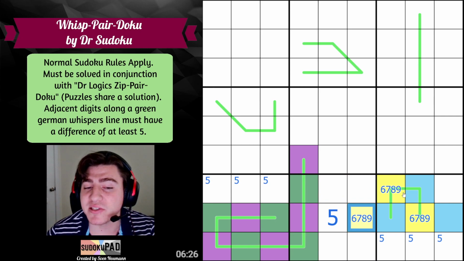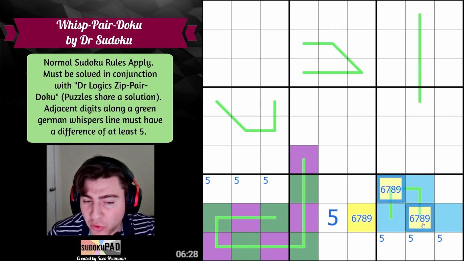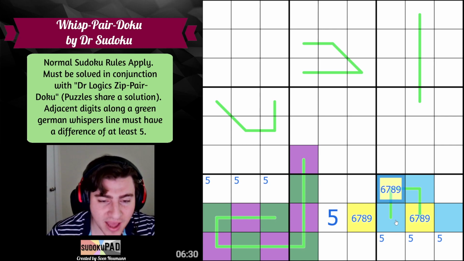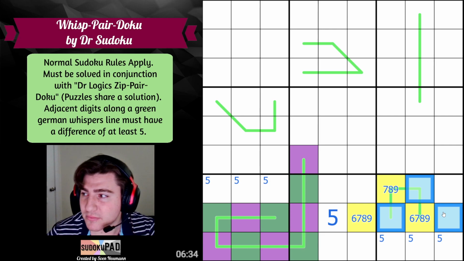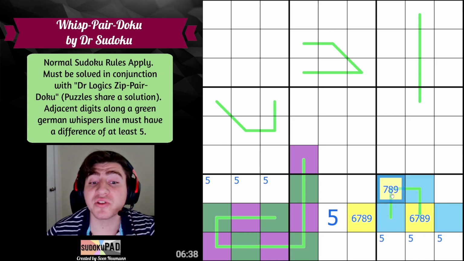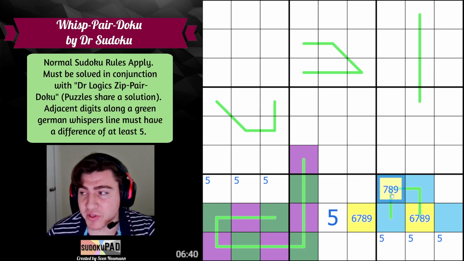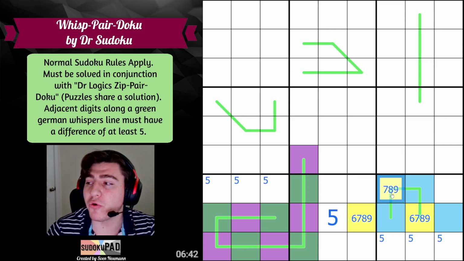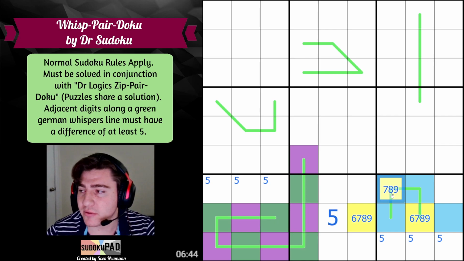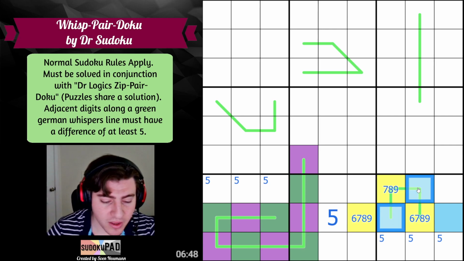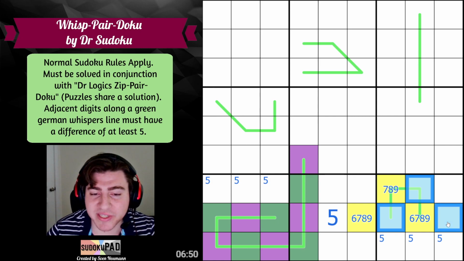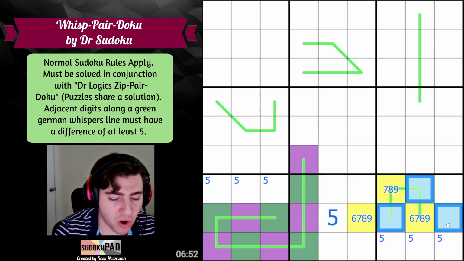Box 9, cells 1 and 5 are both from the set 6, 7, 8, 9. That means cell 2, because I think earlier you said that was the same, and cells 1 and 5 are the same parity. Cells 2, 4, and 6 are the same parity. Oh, sorry, I might have said that wrong. But cells 2, 4, and 6, we now know are 1, 2, 3, 4.